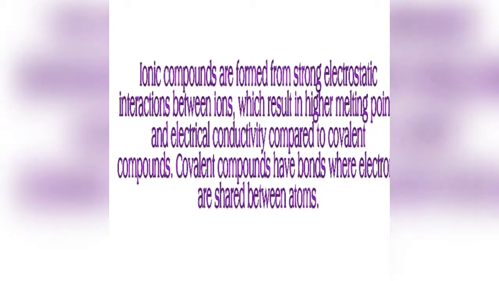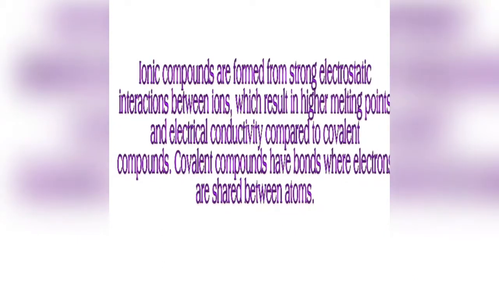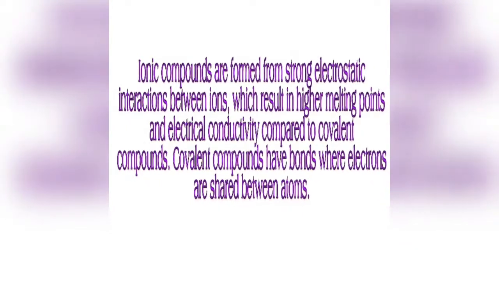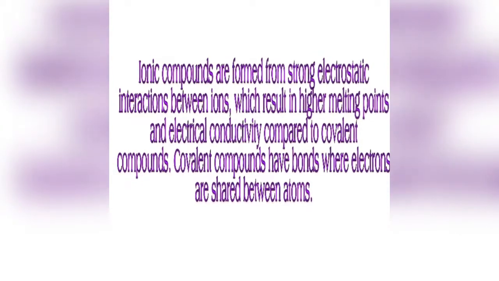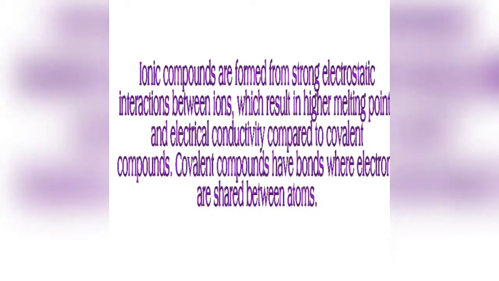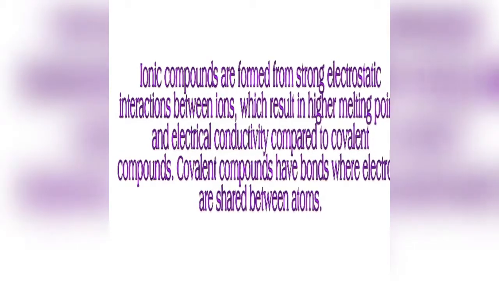We have to tell whether it is an ionic or covalent compound. Ionic compounds are composed of a metal and a non-metal element, while molecular or covalent compounds are composed of two non-metal elements. Ionic compounds are formed from strong electrostatic interaction between ions, which results in higher melting points and electrical conductivity compared to covalent compounds. Covalent compounds have bonds where electrons are shared between atoms.